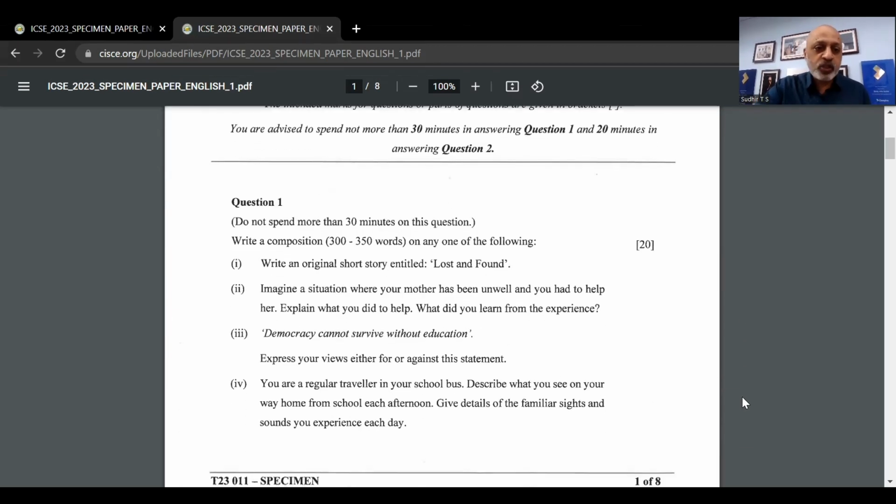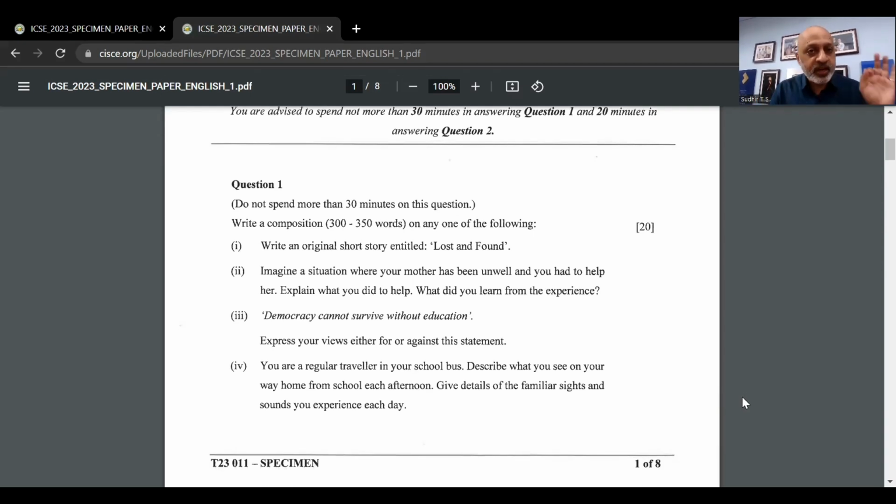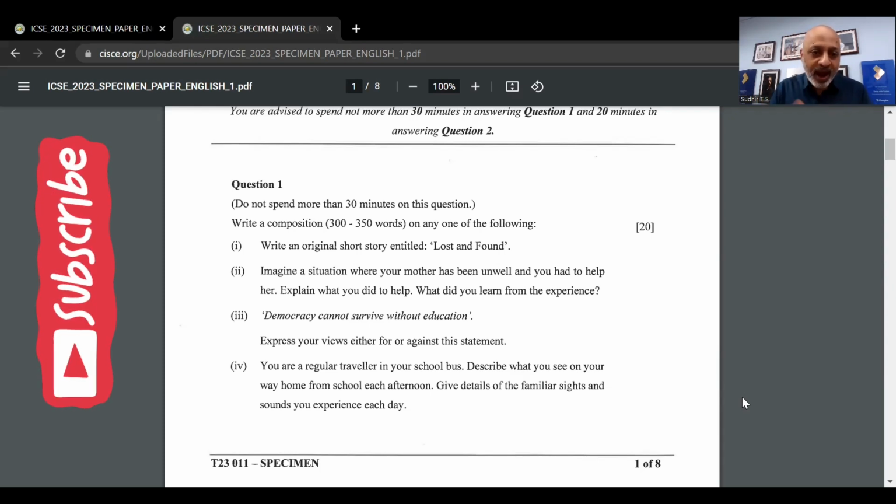Okay, let's first look at the composition. No change in it, 300 to 350 words. It says do not spend more than 30 minutes on this question. Last year, the students had the luxury of spending close to 35 to even 40 minutes on the composition. You will not have more than 30 minutes. So I always tell my students that target 25 minutes for the essay and keep 5 minutes as buffer. That would be the ideal way to go about it.